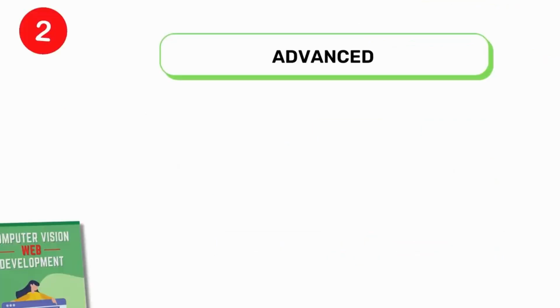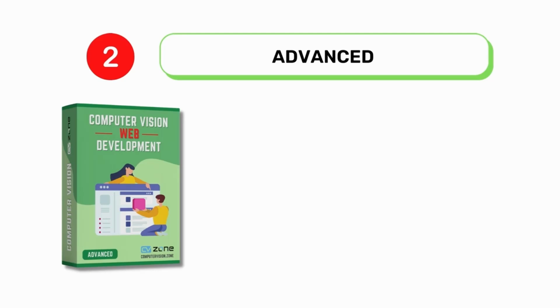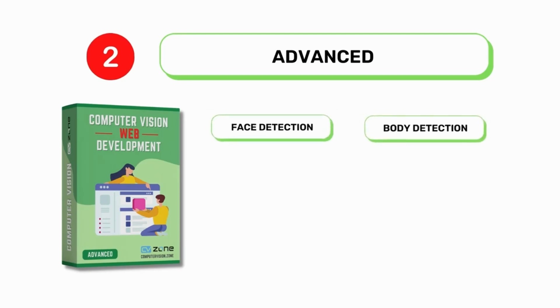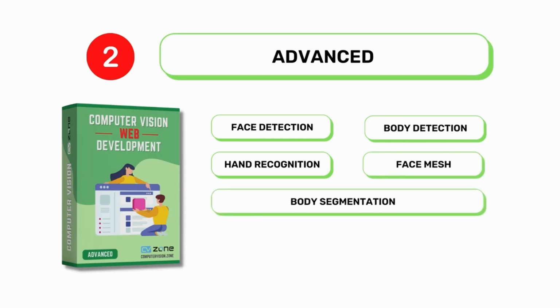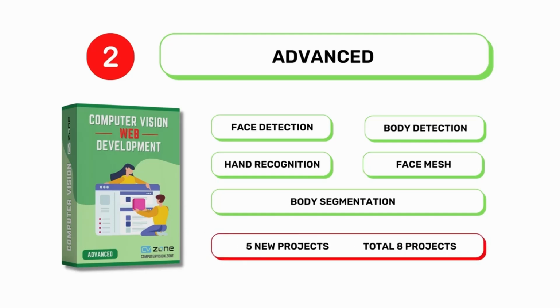In the second part, Computer Vision Web Advanced, you will learn face detection, body detection, hand recognition, face mesh detection, body segmentation, and much more to create some advanced projects. Here we will create 5 projects to solidify what we have learned.